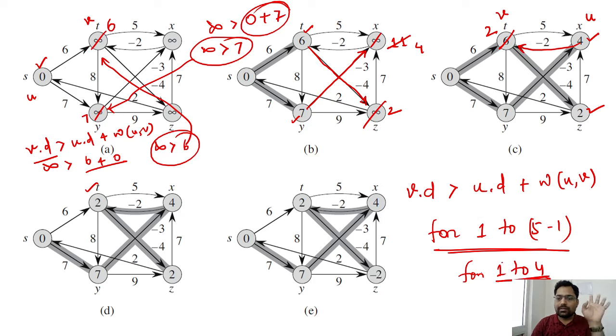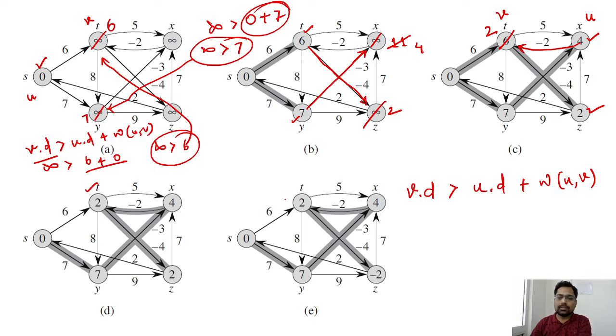Means 4 number of iterations you should have to run it to check whether there is a negative edge cycle. How do you know? If some changes are being observed in the value which you got, then only you can say there is a negative edge cycle attached. So you must write the first iteration is completed. Next you run the second iteration.